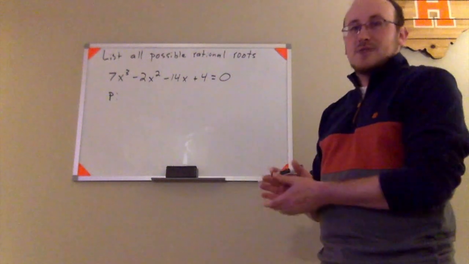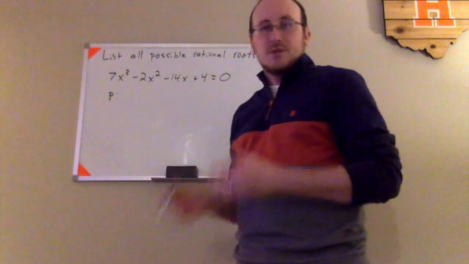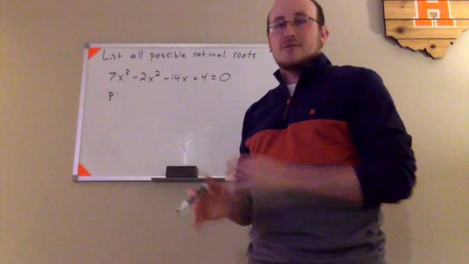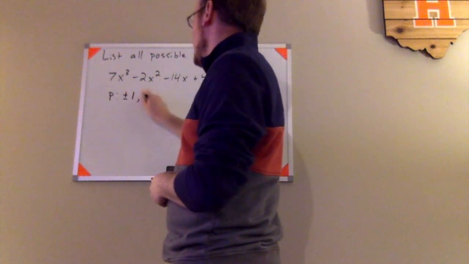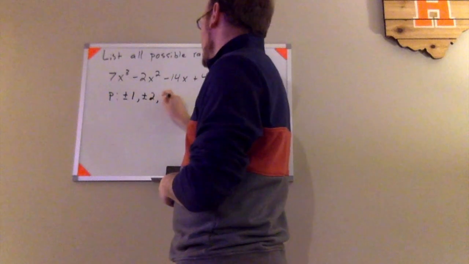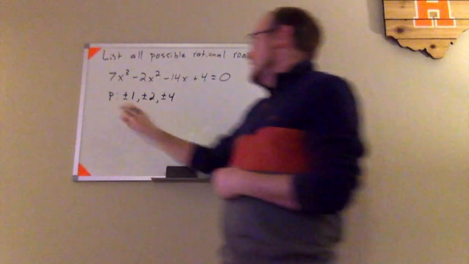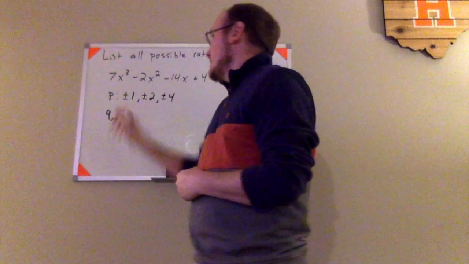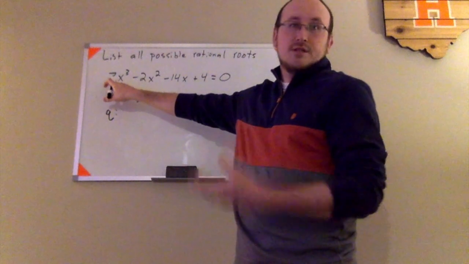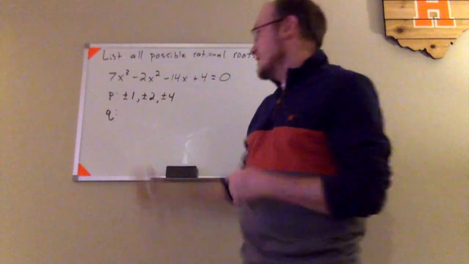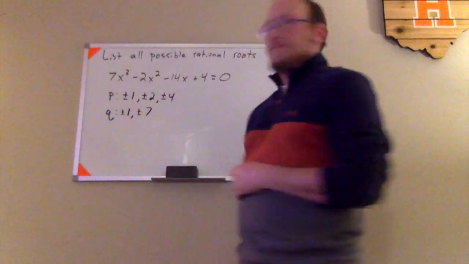And again, the numbers that I've listed there were 1 times 4 and 2 times 2. So 1, 2, and 4 are the numbers that I'm using as possible factors of 4. So I'll list those as plus or minus 1, plus or minus 2, and plus or minus 4. Those are my p values. The q values, those come from this leading coefficient, the 7. The good news for us, 7's prime, so its only factors are 1 and itself. So we'd have plus or minus 1 and plus or minus 7.